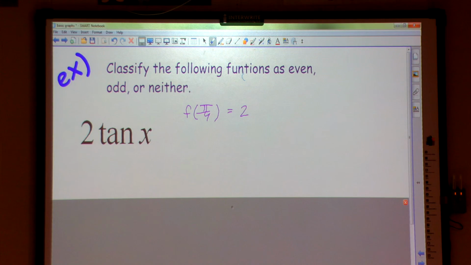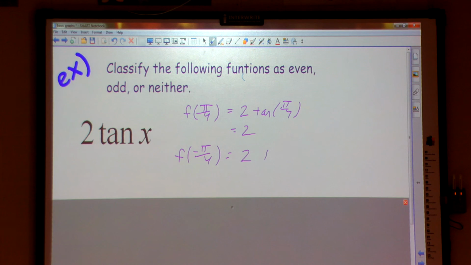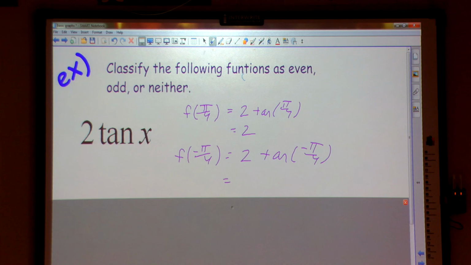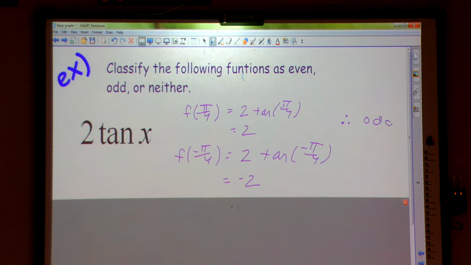Which gives me 2 times tangent of pi over 4. Tangent of pi over 4 we know is 1. So I get 2. Now I want f of negative pi over 4, which is 2 tangent of negative pi over 4, which is the bottom part of the unit circle. So that's negative 1. I get negative 2. Therefore, it's odd, because I have the same answer but different signs.